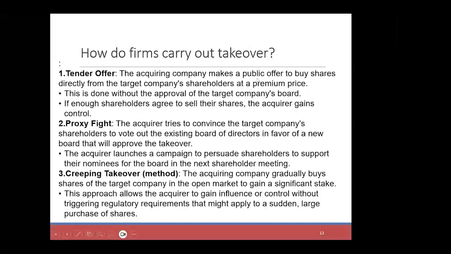One is that you just bid publicly. You ask the shareholders to sell their shares at a premium price. You start buying their shares and acquire a majority stake, or not necessarily majority, but a significant stake. Even a 10% or 20% stake is enough to give you some controlling rights, or some position in the board of directors. Then proxy fight. Proxy fight is when you try to convince the shareholders to vote out the existing board of directors in favor of a new board, where the acquiring firm sends their representatives into the board of directors, and then they take over the company.